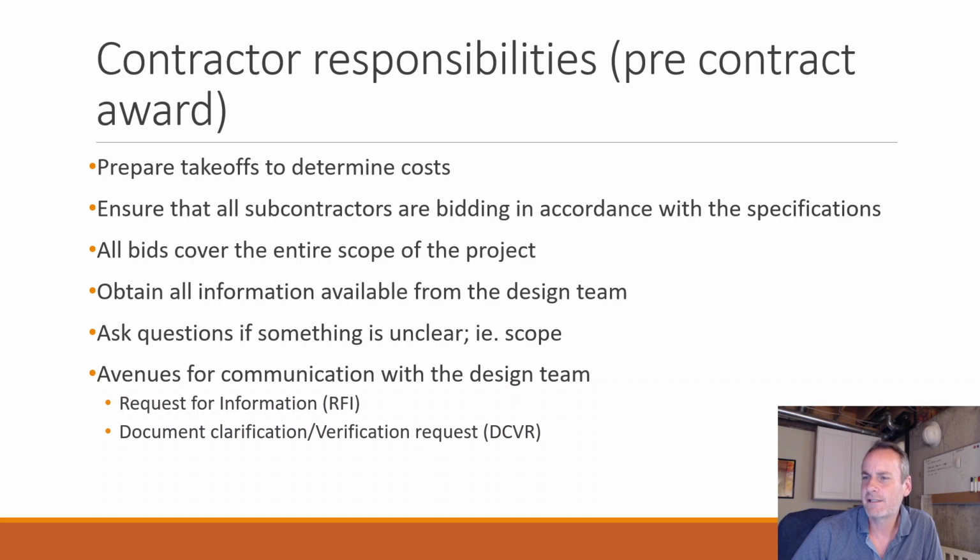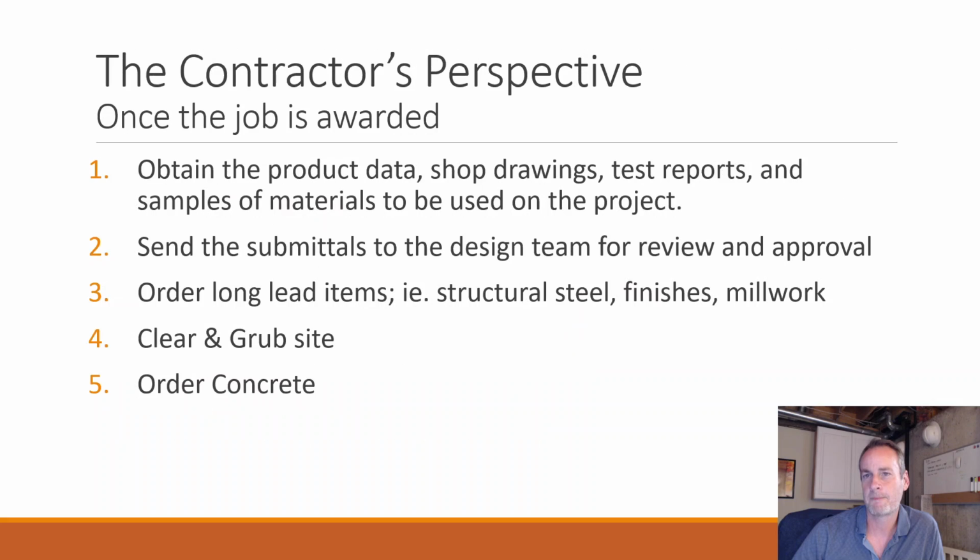Obtain all information from the design team. That makes sense. So you want all the drawings and specifications, and if something's unclear, you need to ask questions and figure that out. It's the contractor's responsibility to get clarity to build this bid. Also, create these avenues for communication, which will be used later on. A request for information is usually after the project starts. You're like, well, what did you mean by this? Or I need more information on this, and you can have a form for that, or document clarification, same idea.